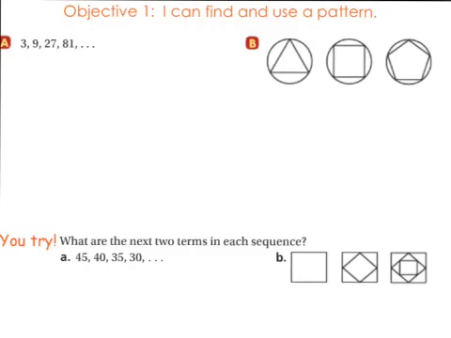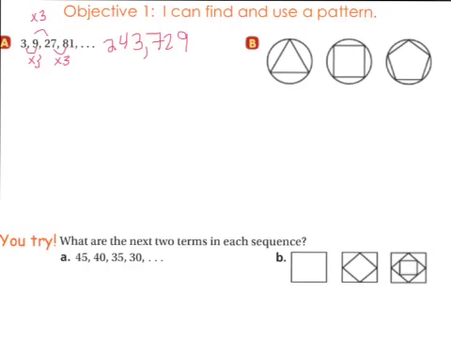From 3 to 9, we have to multiply by 3. From 9 to 27, we're multiplying by 3. And from 27 to 81, we are multiplying by 3. So this might be the easier pattern. In order to find the next 2 terms in this sequence, all we have to do is multiply by 3 again, and we get 243. And when we multiply this by 3, we get 729.